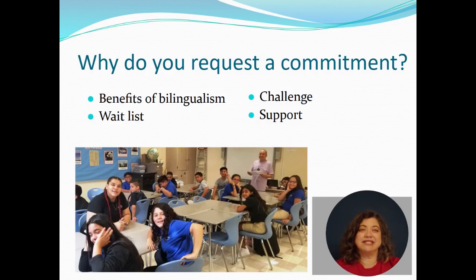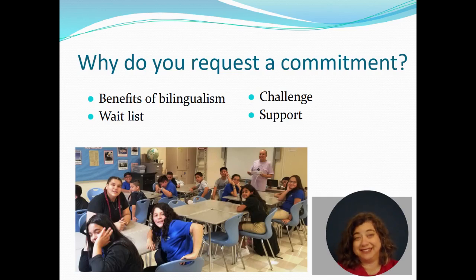Why do we request a commitment? There are several reasons why we ask parents to commit to the program. First, the benefits of bilingualism. Children need 5 to 7 years to develop academic proficiency in their second language. The benefits of bilingualism are for those people who develop high levels of proficiency in both languages. If students leave the program, they may not reap the benefits of bilingualism.